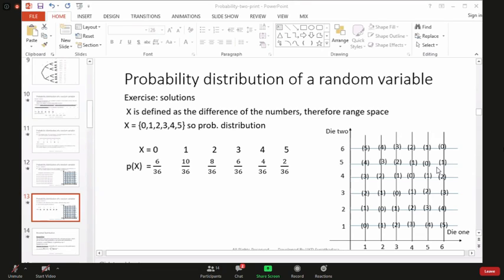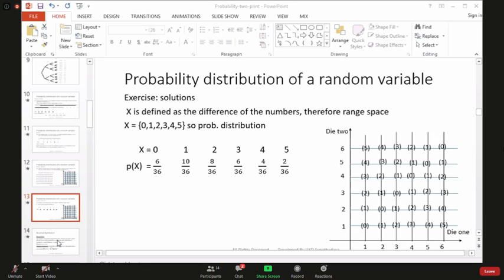You take the difference of the two numbers that appear. Can you see the frequency now? 0 has 6, 1 has 10, 2 has 8, 3 has 6, 4 has 4, and 5 has only 2. See, a difference of 5 occurs with either 6 and 1 or 1 and 6, only two times. This is an additional exercise I have added to the previous total. I think you can now understand what a probability distribution is.